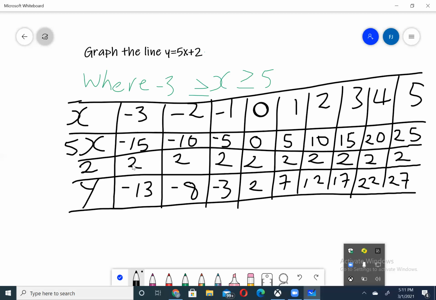So what we're saying from this table now is when x equals -3, y equals -13. When x equals -2, y equals -8. When x equals -1, y equals -3. And so on. So this is how we now get the ordered pairs to plot the points on our graph. Right? That sounds familiar? Ordered pairs and plotting points. Does that sound familiar?